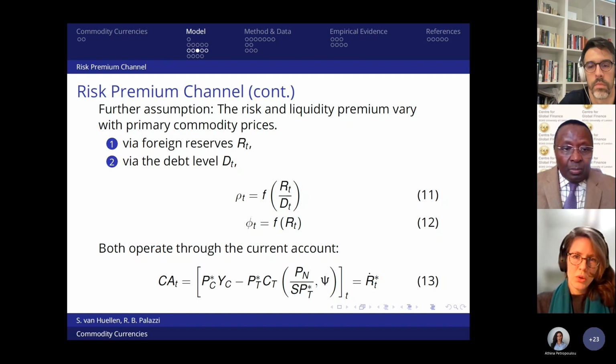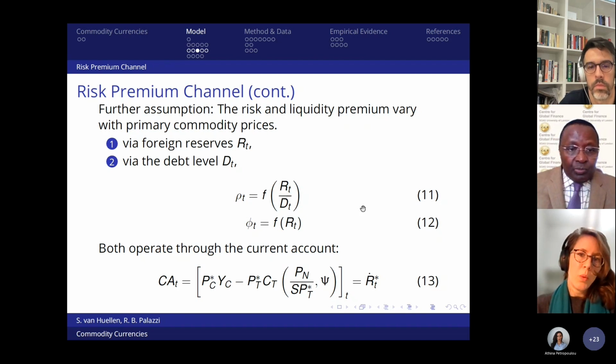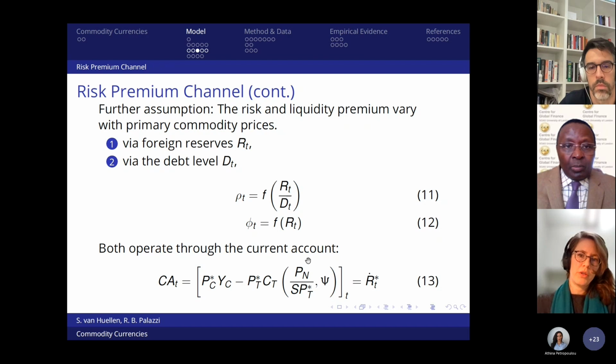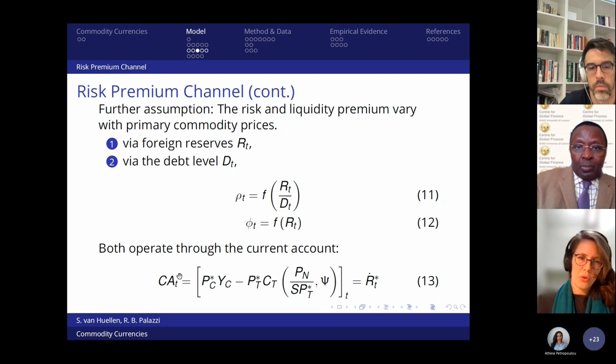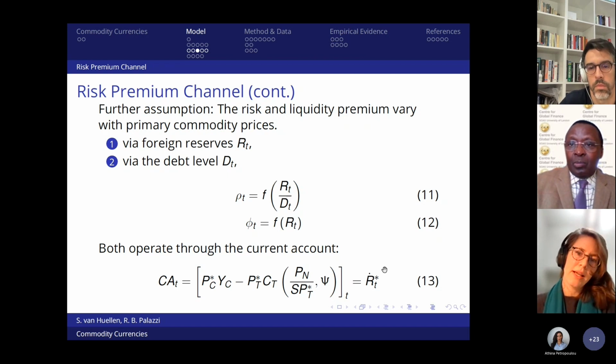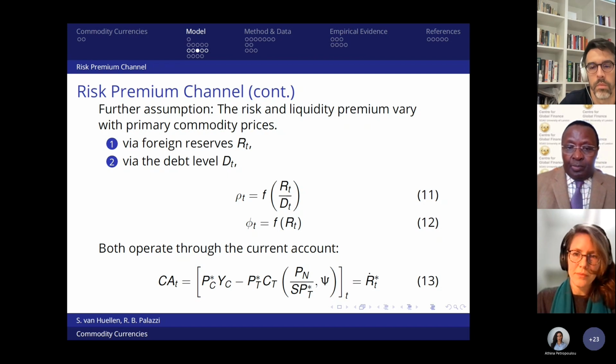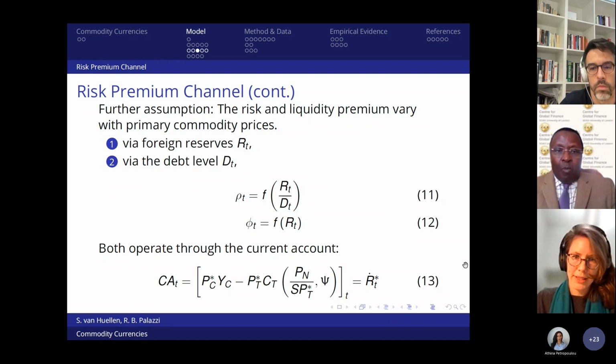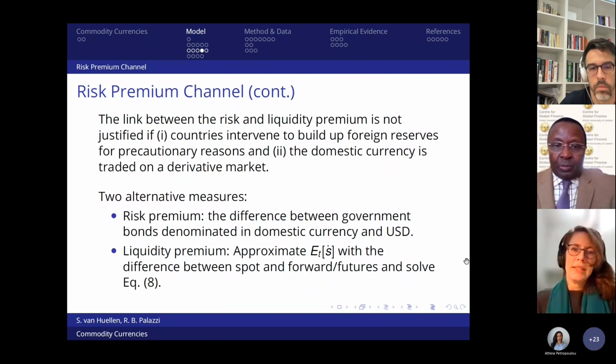Which means that these two premiums are tied, in one way or the other, to the amount of foreign exchange, and the amount of foreign exchange is tied to primary commodity prices through our current account, right? So the current account and the amount of commodities that are being exported define the changes in our foreign exchange if we don't assume any type of intervention.